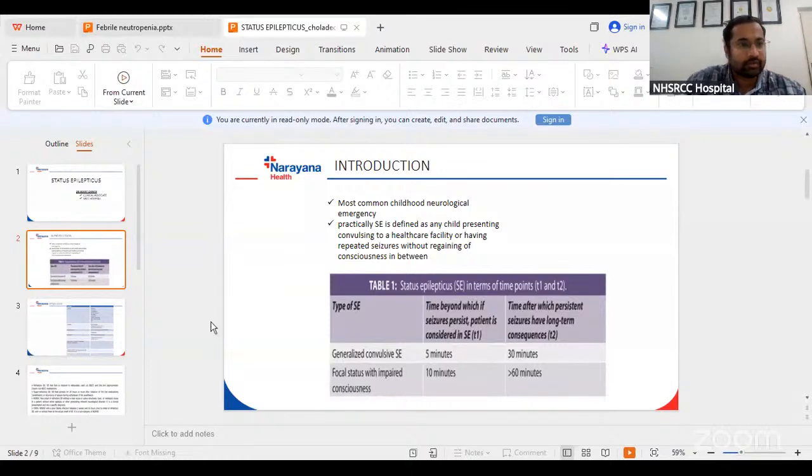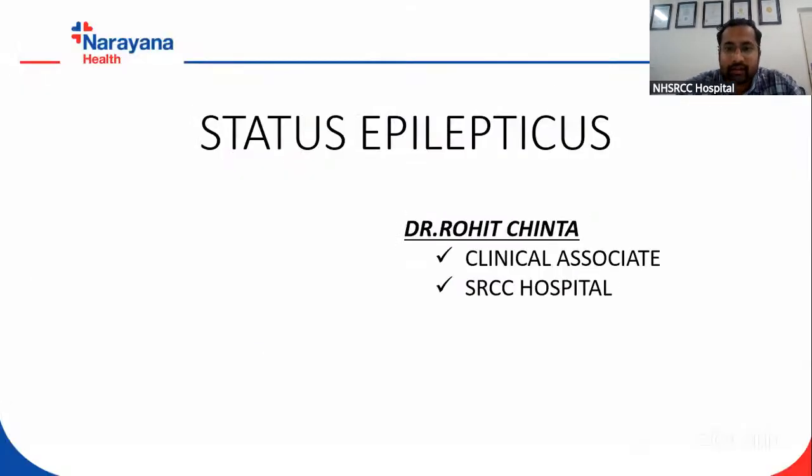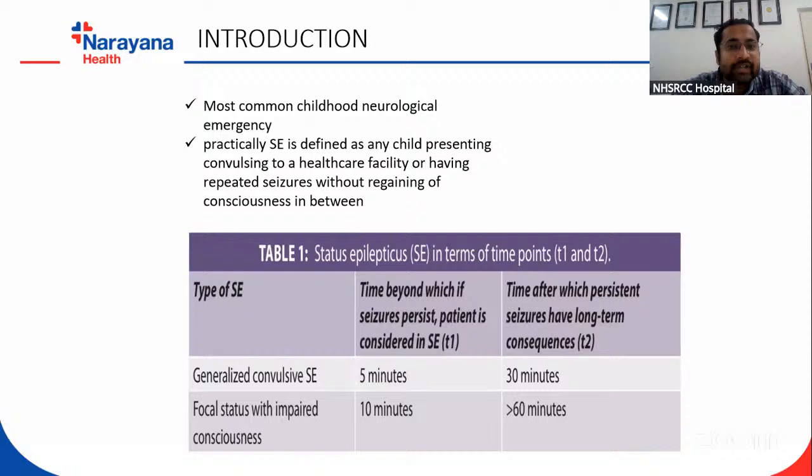Okay, so coming to the last topic of the day. I'll keep it very brief and short. We'll be discussing status epilepticus today, which is a very important topic clinically. Status epilepticus is one of the most common childhood neurological emergencies.